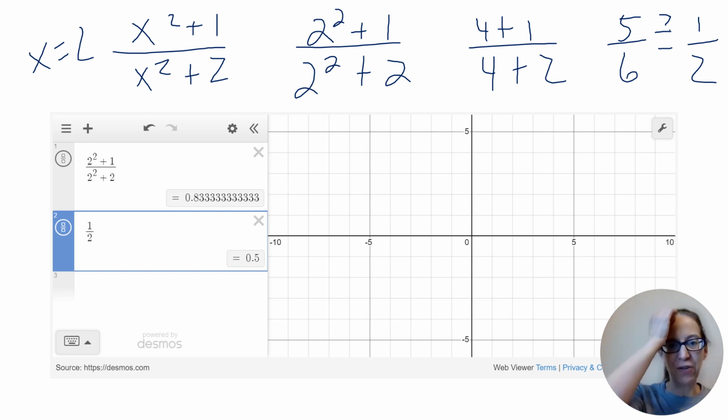I put Desmos on here thinking that I would plug it in. Well, I guess we could still do that. So let's say you're just not super confident with that. It always makes me so uncomfortable how that changes my view. Let's see.